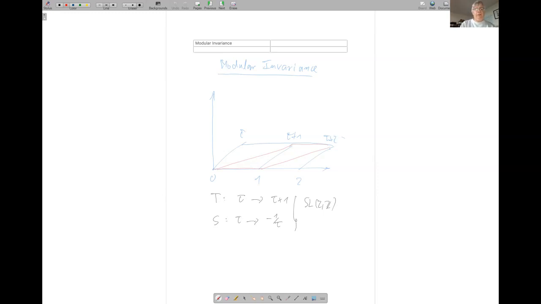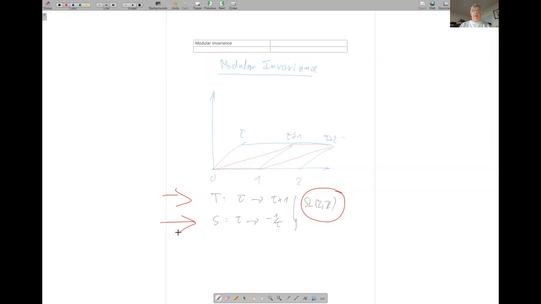This transformation is called T. And there are further such transformations, which just give different ways to cut the torus into a parallelogram, and they form a group called SL2Z. So that's a group of unimodular, or determinant 1, 2x2 matrices with integer coefficients. This is a discrete group and is generated by just two transformations. And apart from T, the only other one, often called S, is tau goes to -1 over tau.